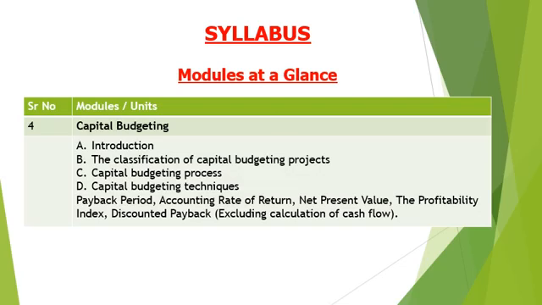Okay, the B part is the classification of capital budgeting projects. Here the investment decisions are modernization decision, expansion decision, diversification decision, independent investment proposals, replacement proposals, and mutually exclusive proposals, which we have covered in this capital budgeting process. It comes into the theoretical part of the paper, the theoretical questions.